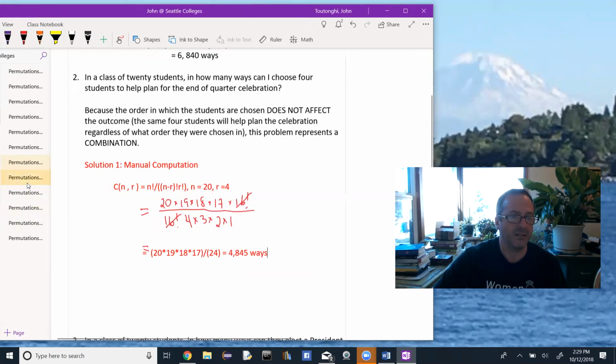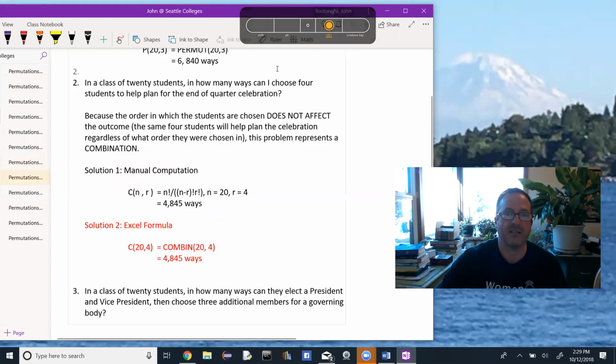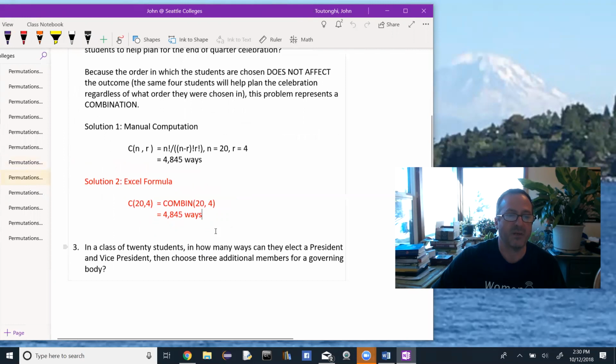Solution 2, using the Excel formula for combinations, we're taking the combination of 20 things and we're choosing 4 of them. So that's a combination 20 comma 4. We just plug that into Excel, equals combination 20 comma 4, and there's 4,845 ways that can happen. Same answer. And it's usually much easier for combinations to use some form of technology.